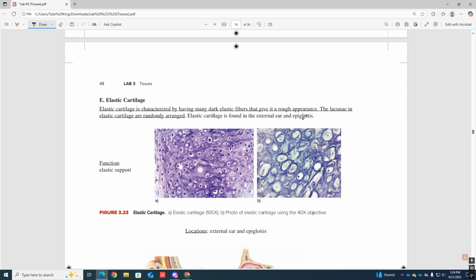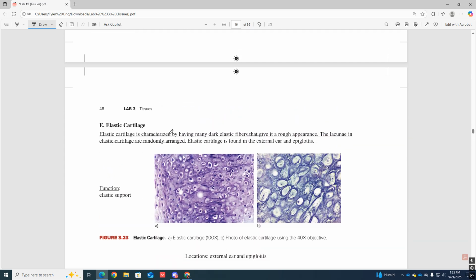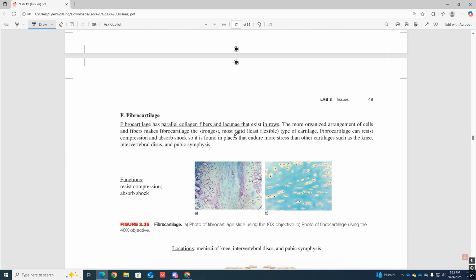The epiglottis is another example. It is basically our division point between our windpipe and the esophagus. When we swallow, the epiglottis covers over the top of the windpipe so that we don't get food or anything down the windpipe. It always returns to its original structure after you're done swallowing food, drinks, whatever, okay? So that's elastic cartilage. Fibrocartilage is a little bit different.